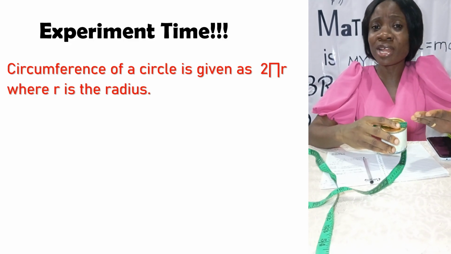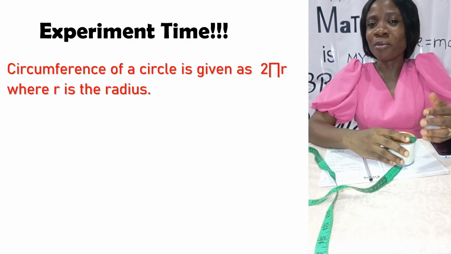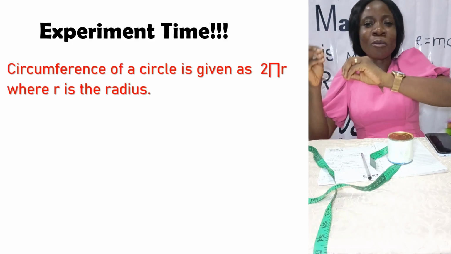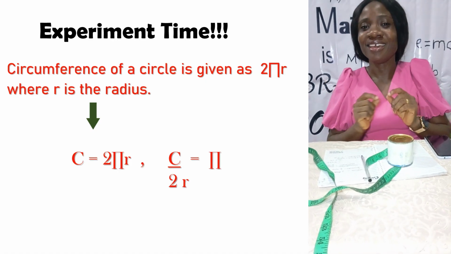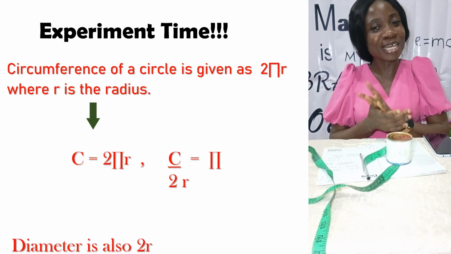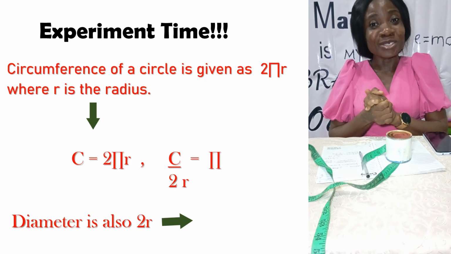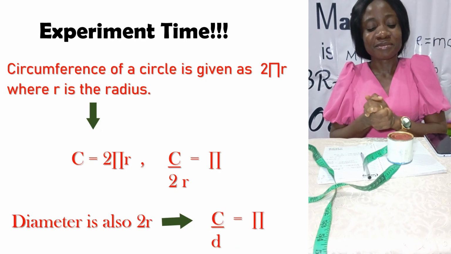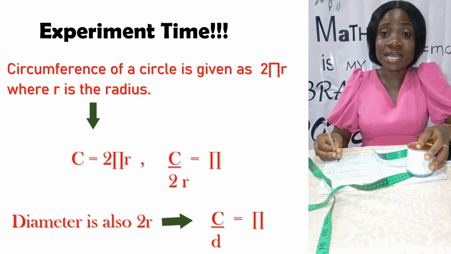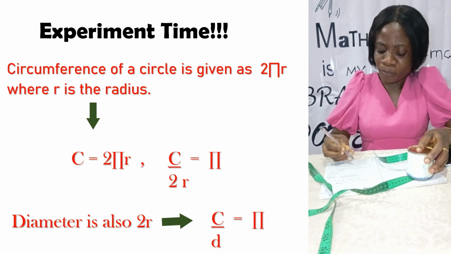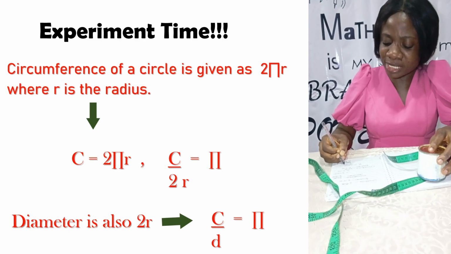When circumference is 2 pi r and you want to make pi the subject of the formula, remember you remove the 2 and r from where pi is and bring it under your circumference. So your circumference over 2r is pi. That 2r is the diameter. Your diameter is always 2r, 2 times radius. So now I have my circumference as 20 centimeters, my diameter as 6.4 centimeters. To get pi, I divide the circumference 20 centimeters by 6.4 centimeters.